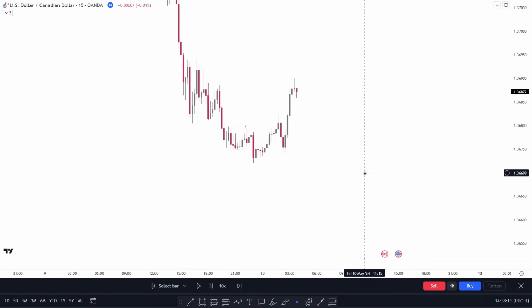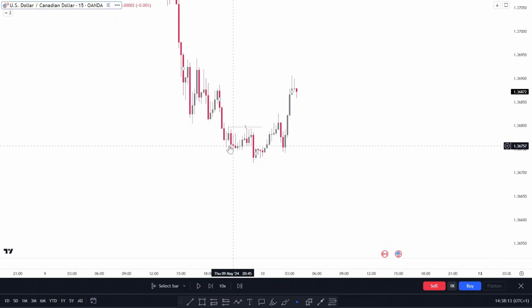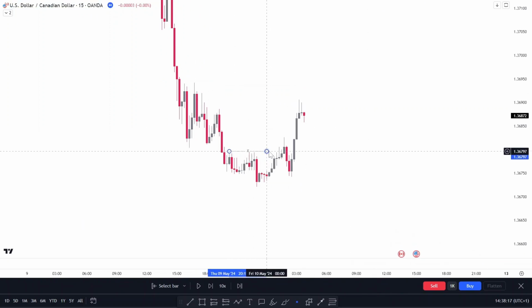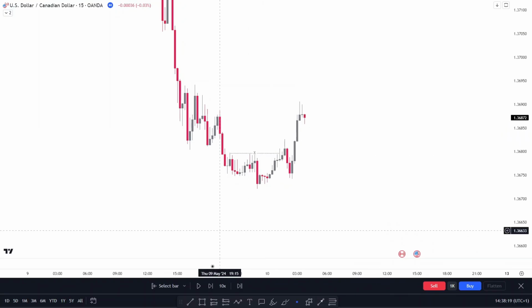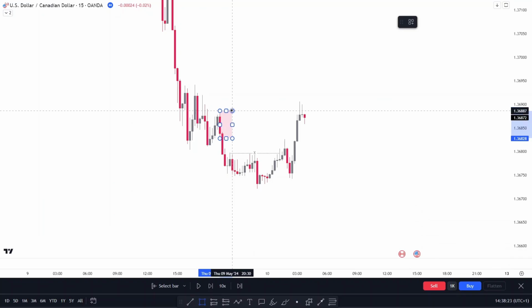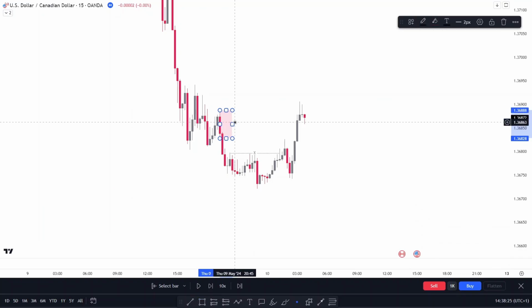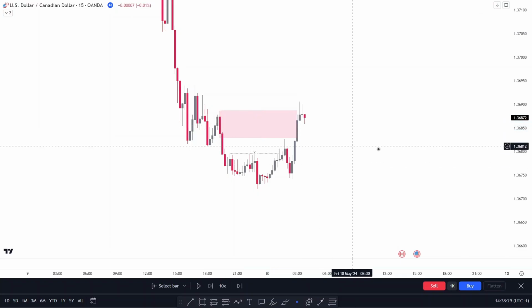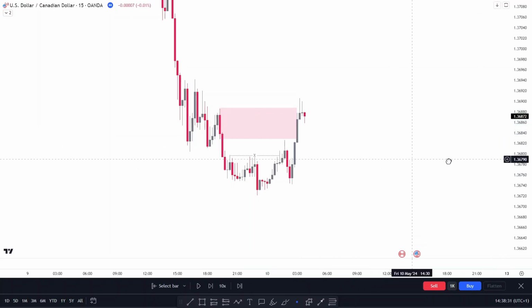All right, you see here that this inducement was taken. This inducement was cleared, this one here. And where's our first valid order block? This one here. We're going to check if this one is a valid order block or not. This one here is our valid order block.